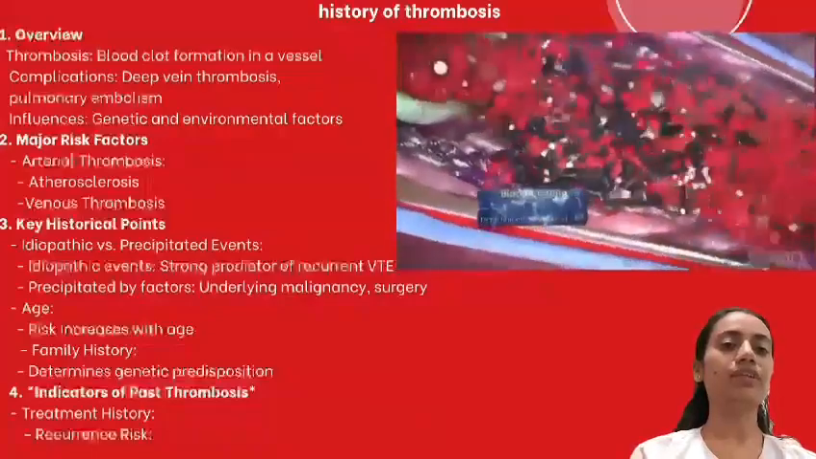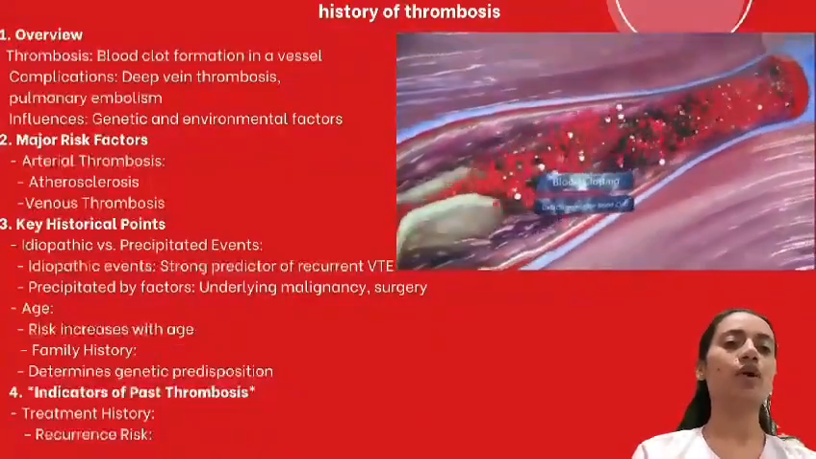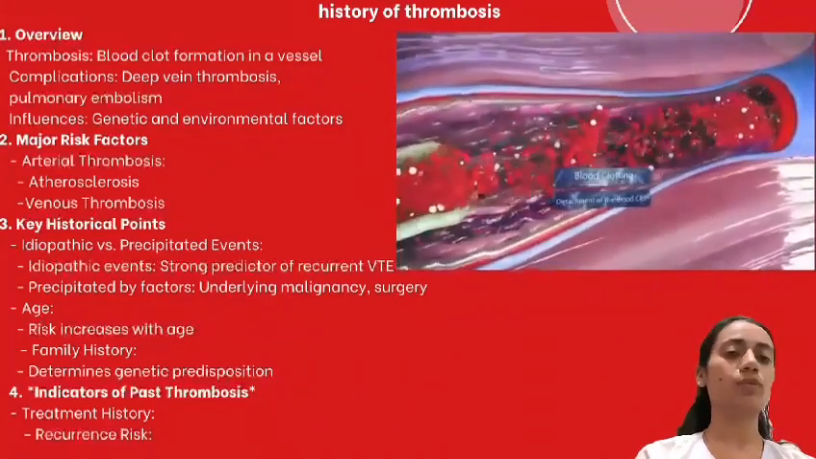The fourth point is indication of past thrombosis. Treatment history, previous treatment for thrombosis, and recurrence risk: assessment of ongoing risk for recurrent thrombosis.